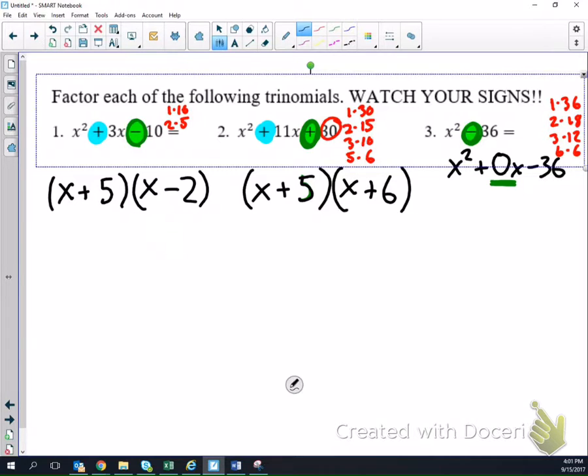So now that I know that, and I know it was minus, so they're different, so I'm going to have 1 plus, 1 is minus, got my x, and then 6 and 6. So I'm going to have a 6x minus 6x gives me 0, and a 6 times negative 6 gives me negative 36.